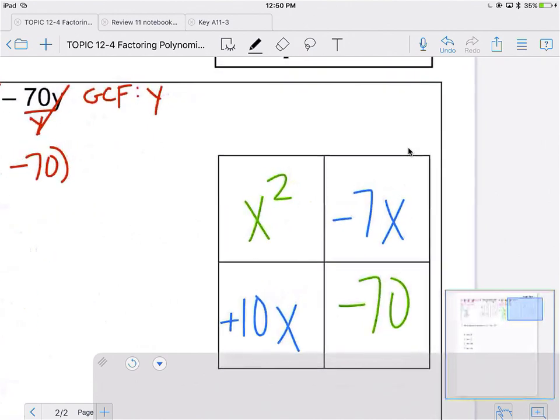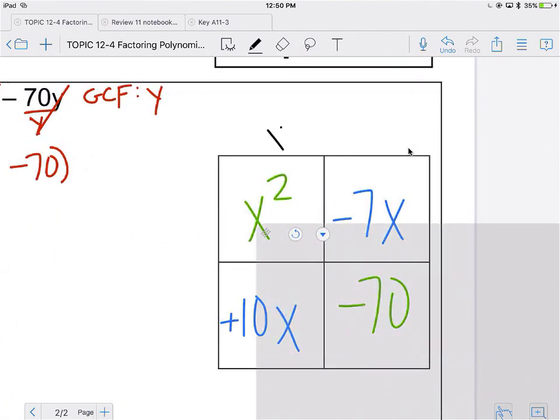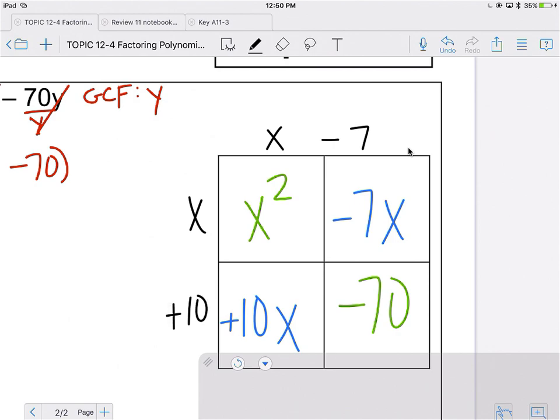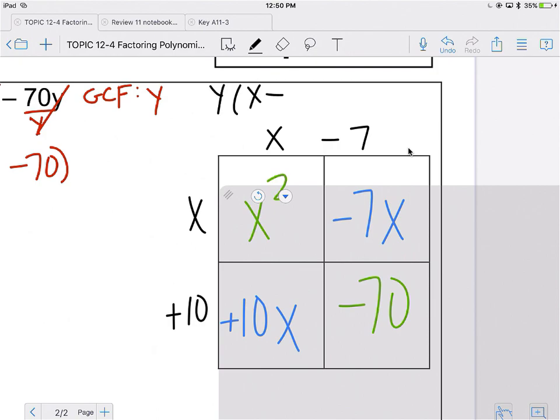Time to take out the GCF from my box. X squared and 10x share an x. Negative 7x and negative 70 share a negative 7. X squared and negative 7 share an x. 10x and negative 70 share a 10. My answer puts my GCF in front, top term, bottom term.